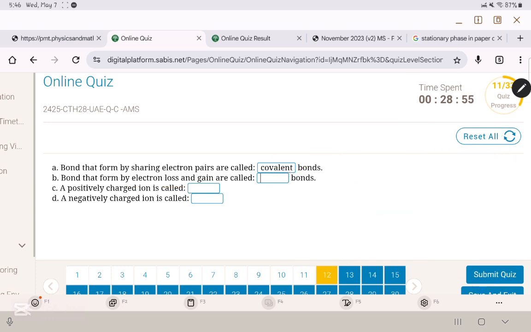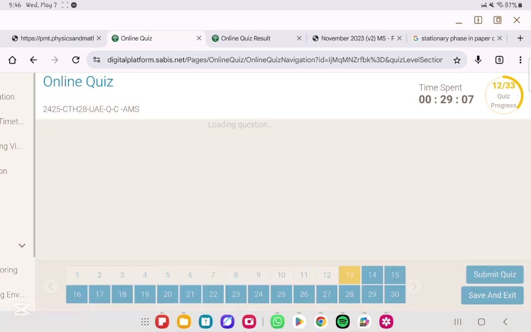So very simply, it's the loss and gain of electrons. This is called ionic bonding or ionic bonds. A positively charged ion is called a cation. A negatively charged ion is called an anion. We move on to question number 13.